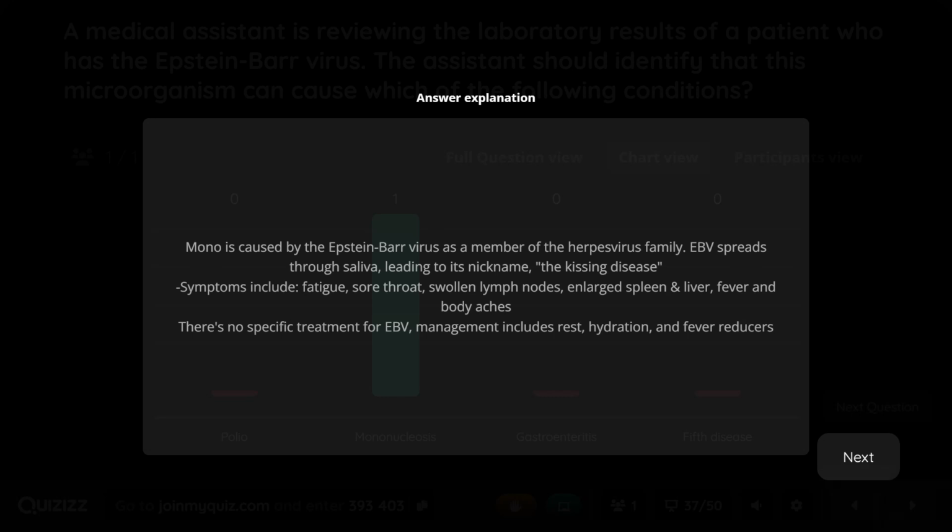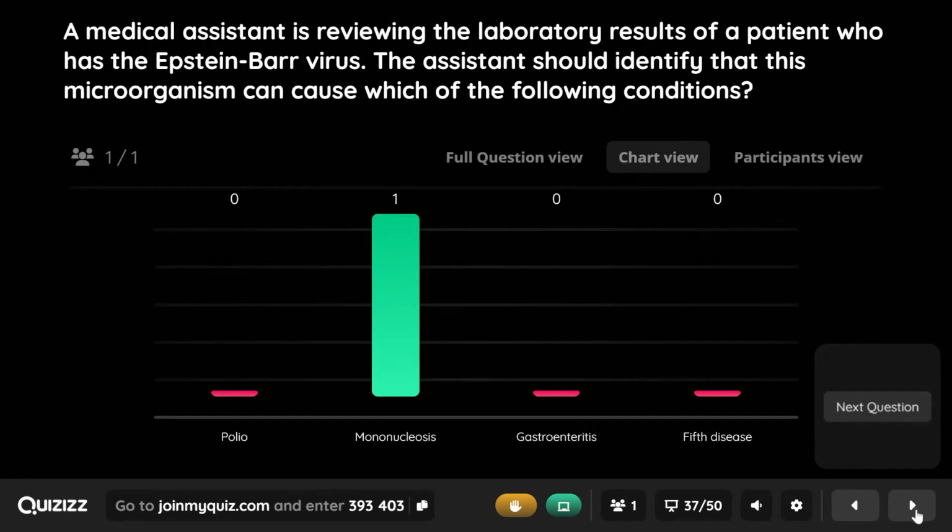Now, symptoms of mono include fatigue, sore throat, swollen lymph nodes, an enlarged spleen and liver, also fever and body aches. For this particular condition, there's actually no specific treatment, but management does include rest, making sure you're drinking plenty of fluids, and taking those fever-reducing medications.